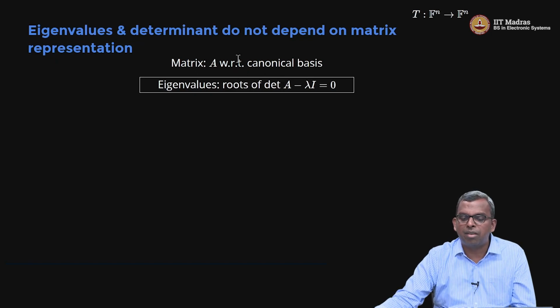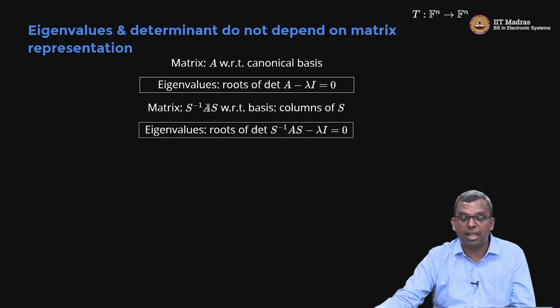Supposing you have a matrix A with respect to canonical basis, how do you go about finding eigenvalues? They are roots of determinant A minus lambda I. It seems like if A changes, then this polynomial changes, so the root should also change, no? But it turns out the similarity transformation is a special case, right? Because when you go to a new basis, the matrix is not any general change, it is S inverse AS. It has a very special form.